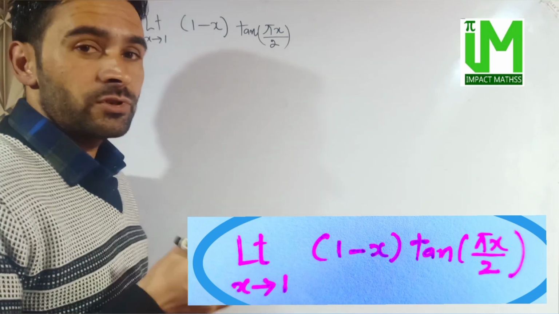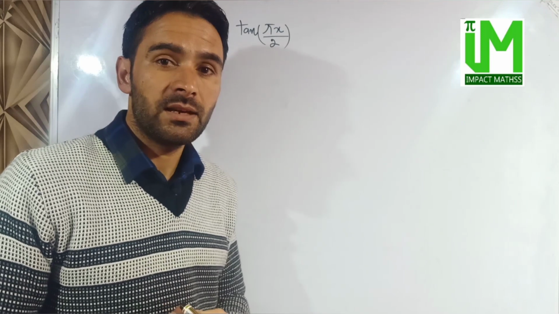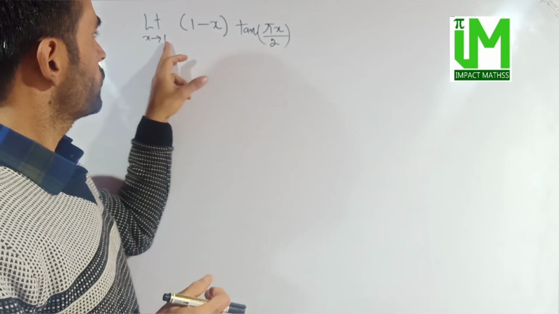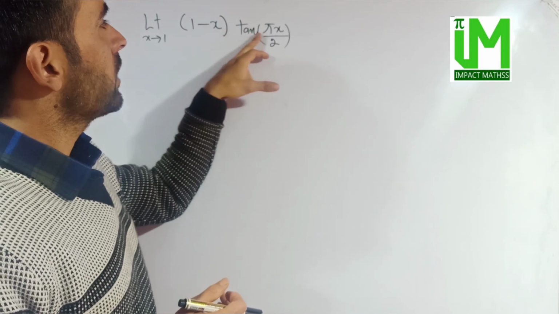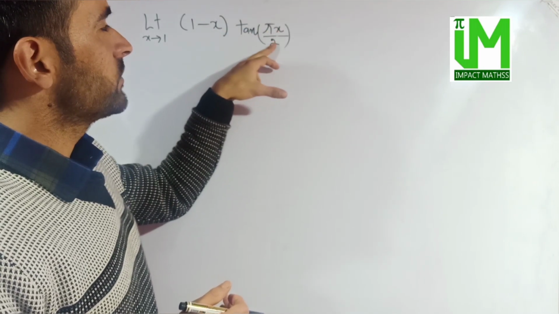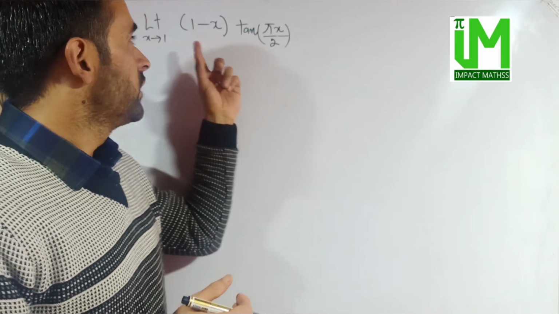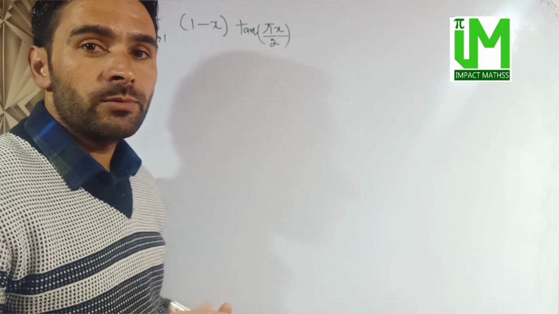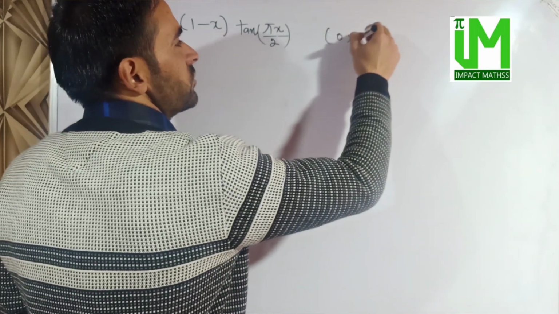So you can first of all check whether it is an indeterminate form of the type 0 into infinity or not. So when x approaches 1, it will be 1 minus 1, which will be 0. tan of pi into 1 divided by 2, which is tan pi by 2, which means we'll obtain infinity. So this is an indeterminate form of the type 0 into infinity.